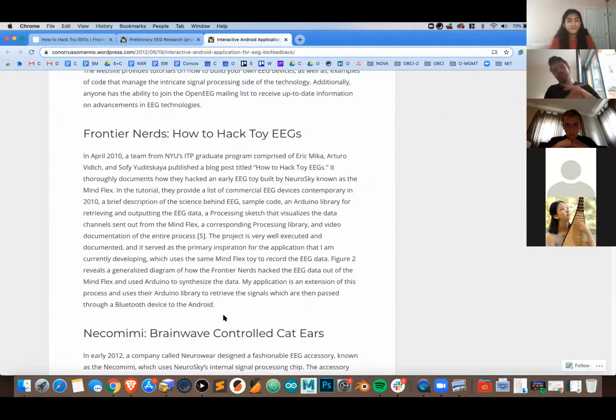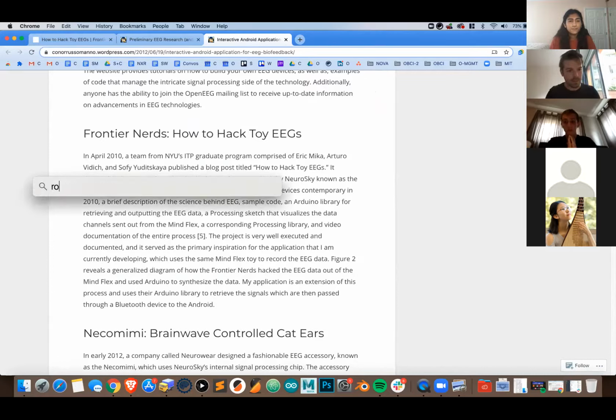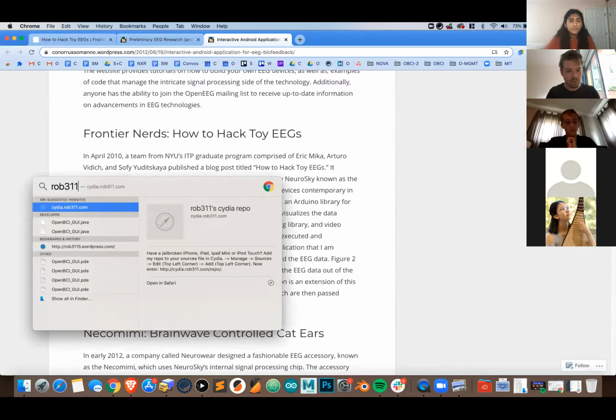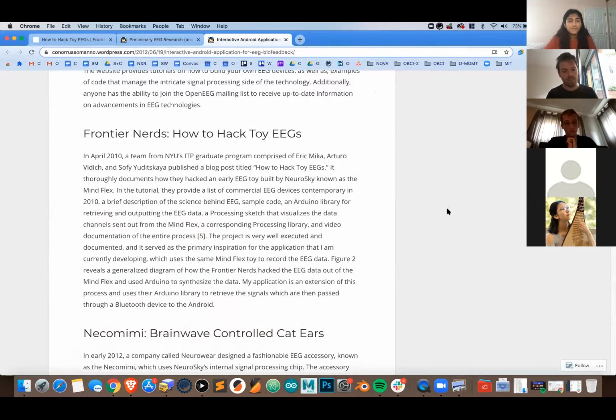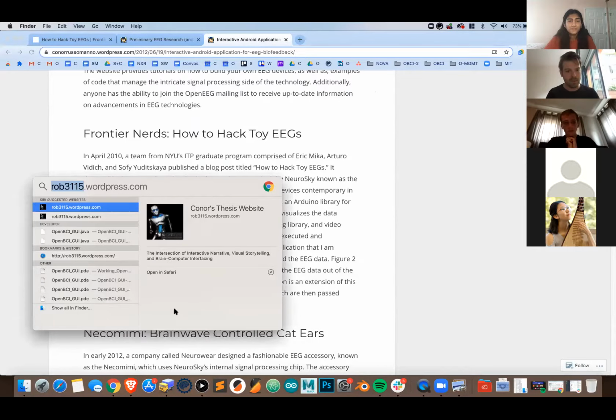Anyway, I could go into a lot more there, but basically over the course of 2 years, for my thesis, I ended up building this interactive graphic novel. I won't launch the app, but this was my thesis, which was Rob 3115, and it was an interactive graphic novel.